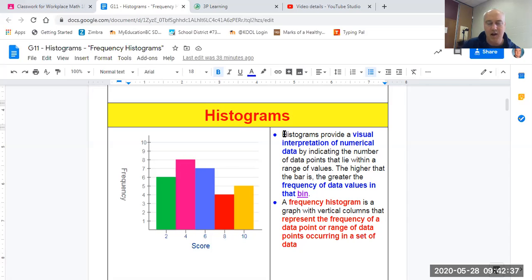We talked last day about the fact that a histogram provides a visual representation of numerical data, and that generally this information is organized into categories, also known as bins. So we have bin 2, bin 4, bin 6, bin 8, and bin 10. A frequency histogram is a little bit different in that it represents the frequency of a data point or range of data points occurring in a set of data. So how frequently does the number 2 occur in the set of data?